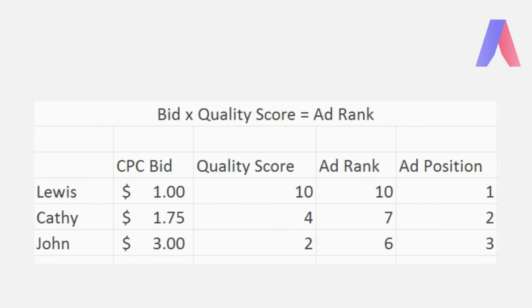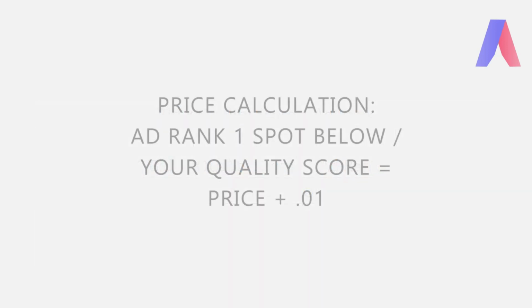Now what does that mean for position? There it is. Lewis, only bidding $1 because he's got a quality score of 10, is going to be the first ranked ad. The second piece to this is calculating the price. To calculate the price, you take the ad rank of the spot below, divide it by your quality score, and then add a penny. That's basically what you do.